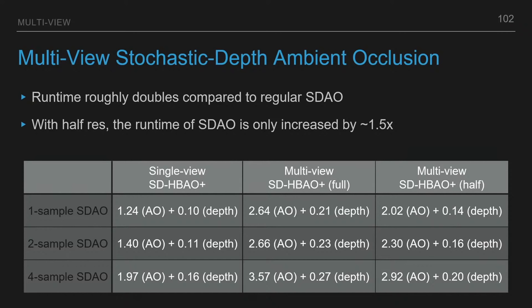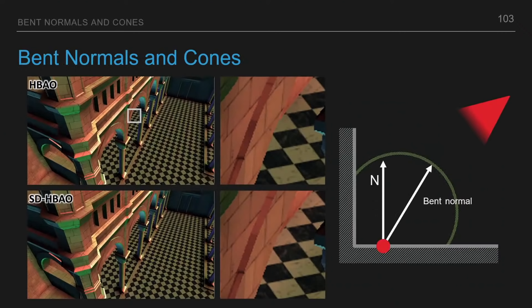With a half resolution stochastic depth buffer, the runtime only increases by a factor of 1.5 compared to regular stochastic depth ambient occlusion, with only a small decrease in quality. Stochastic depth ambient occlusion can also be used to improve upon bend normals and cones.